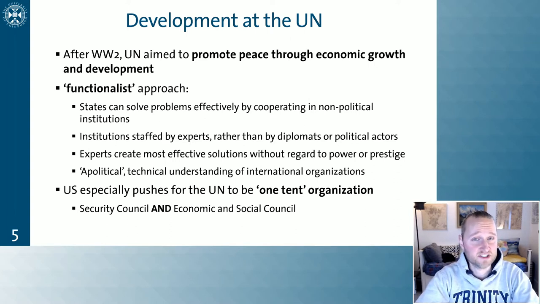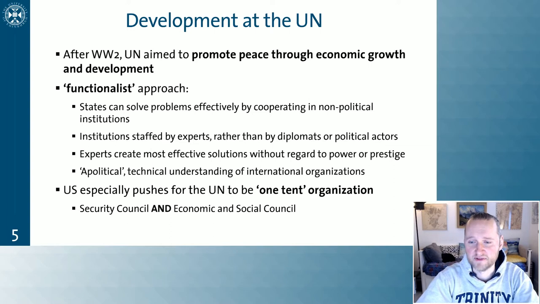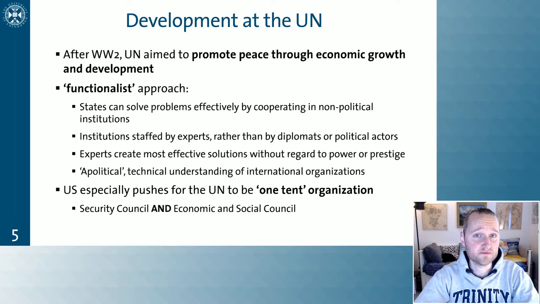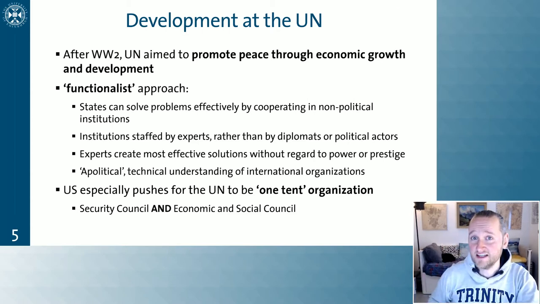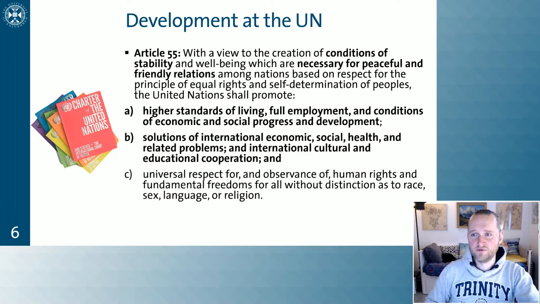And the result of that was, for example, that you didn't only have a Security Council that was, surprise, responsible for security, but also an Economic and Social Council, which we'll talk about later, that was responsible for economic and social development. And so funnel as many things as possible through the UN and do it through functionalist institutions that are staffed by experts and can come up with objectively good solutions that then states can just agree on without having to resort to politics at the international level. That was at least the initial idea for development at the UN.